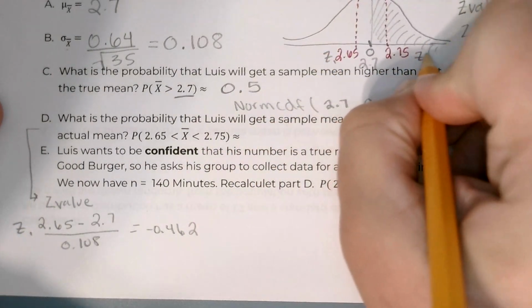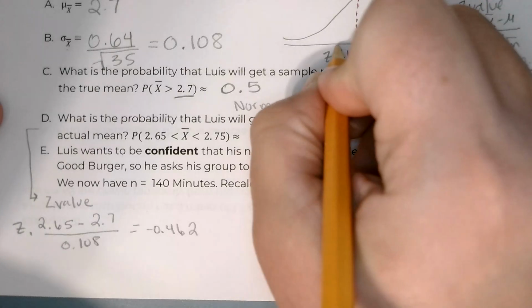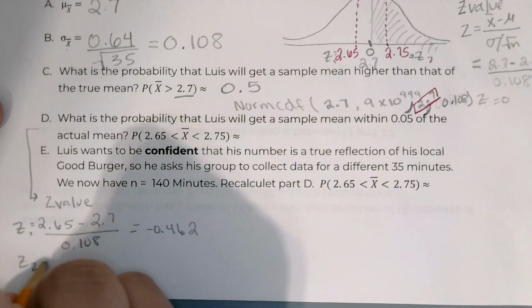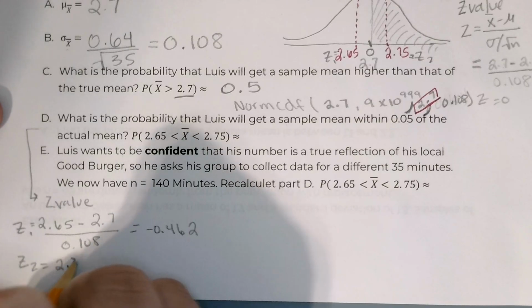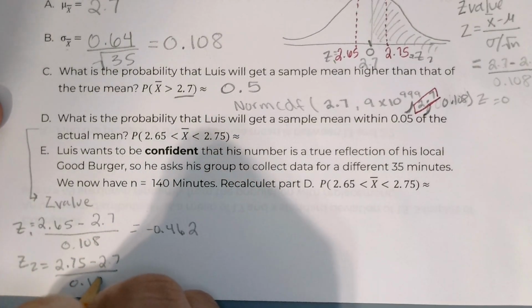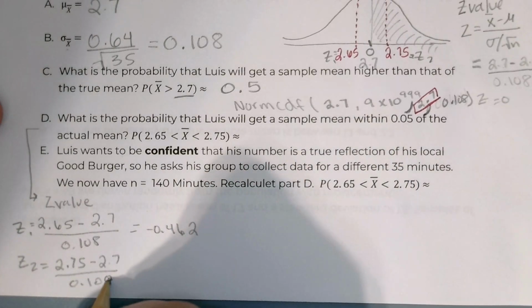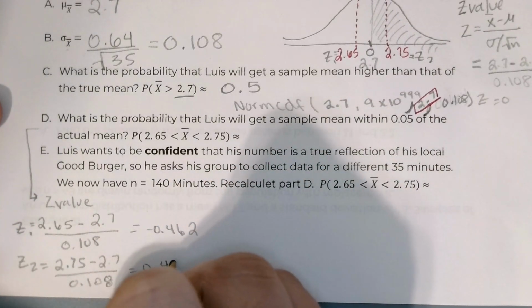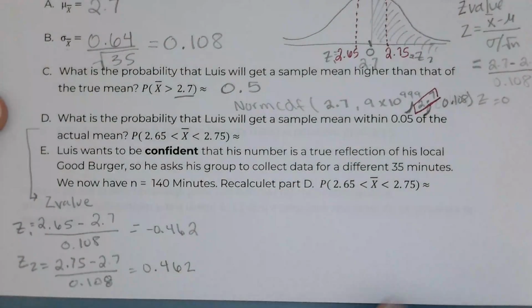If I work the same with my other number, my 2.75, I should get, because the normal distribution is symmetrical, the same answer, but I can set it up for you and you can rerun it for yourself. 2.75 minus 2.7 divided by 0.108. We have the same difference on the top, so we get a positive difference actually of 0.462.